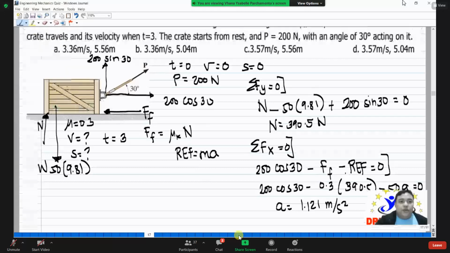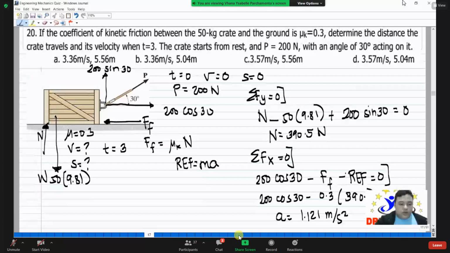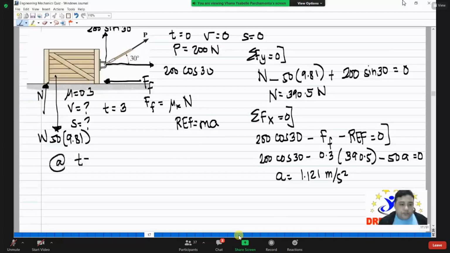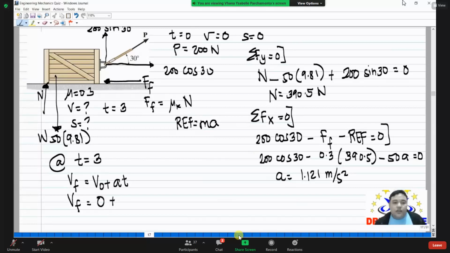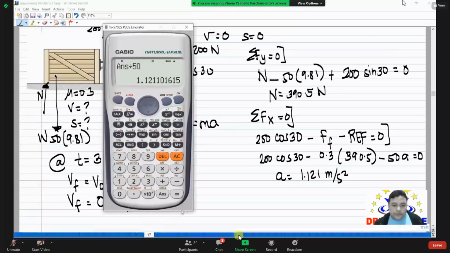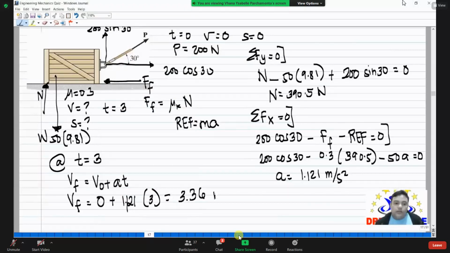So, let's go to the velocity. So, at time t equal to 3, therefore, VF is equal to VO plus AT. So, our VF is what we are looking for. VO starts from rest. So, 0 plus our A, 1.121 times our time of 3. Which is equal to 3.36 meters per second.